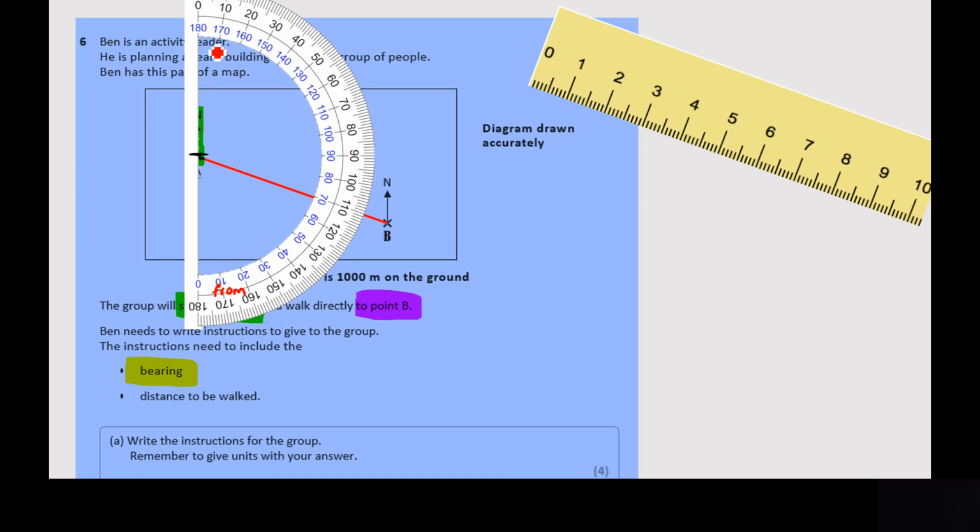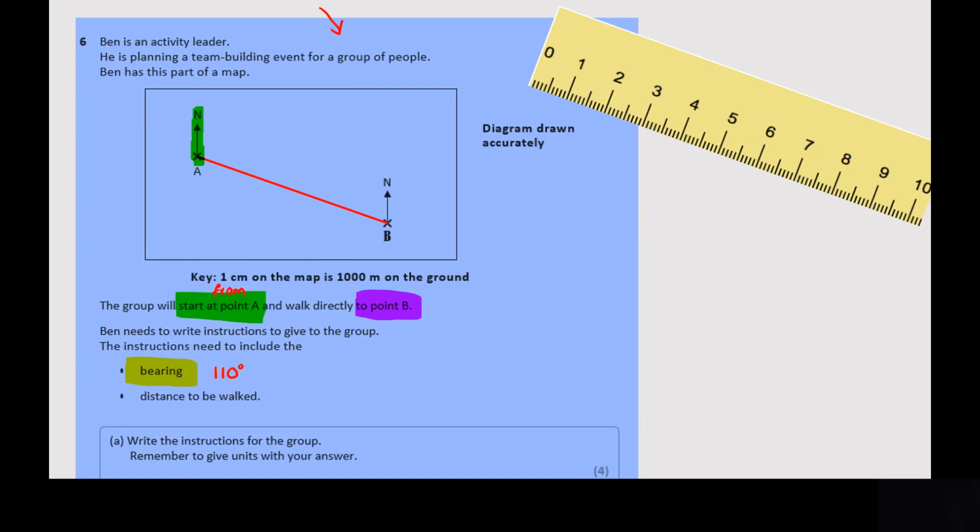Okay. Now remember, we're going clockwise, so we're going this way round, and we follow our scale all the way round, and we've got a bearing of 110. Okay, we don't use the blue scale, 180. We need to start at 0, not at 180, and we always start from the top when it comes to bearings. So coming all the way around, our reading is 110. So let's just pop that on there for the moment. So we do have our bearing, and the next part says the distance to be walked.